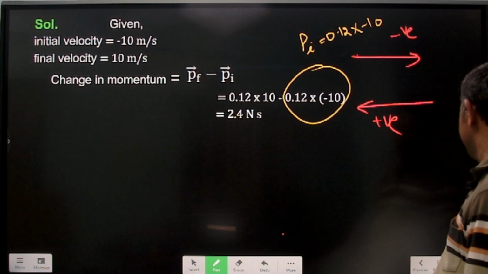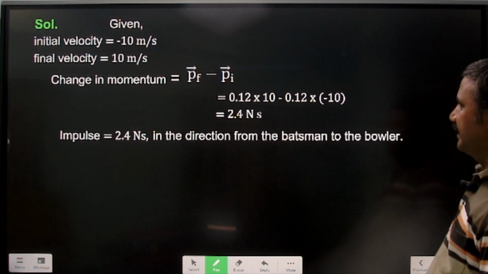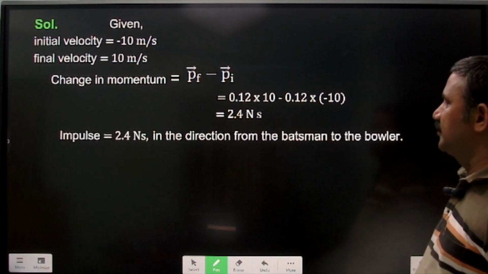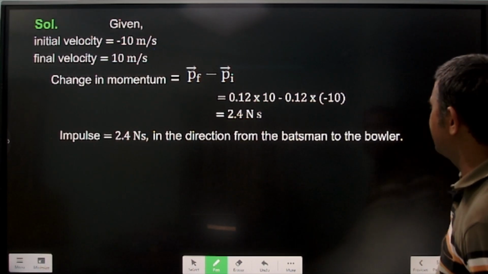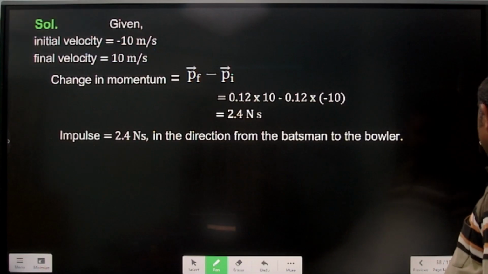So that is the change in momentum. Here the change in momentum is equal to 2.4 Newton second. So the impulse is equal to 2.4 Newton second in the direction from the batsman to the bowler.